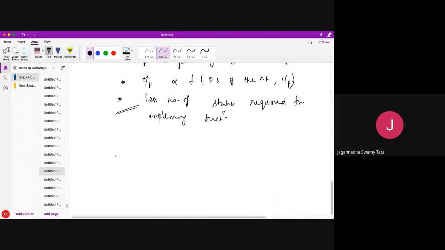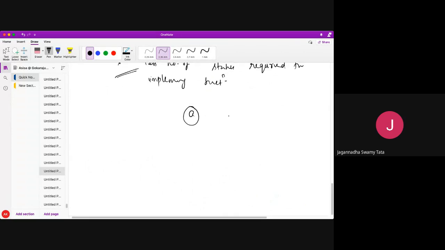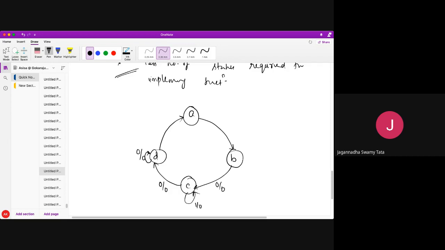Okay, next, how will the state diagram look? So you can see the state diagram looks like this: A, B, C, D. 0 by 0, 0 by 0, 1 by 0, 0 by 0, 1 by 1, 1 by 0, 0 by 0, 1 by 0.